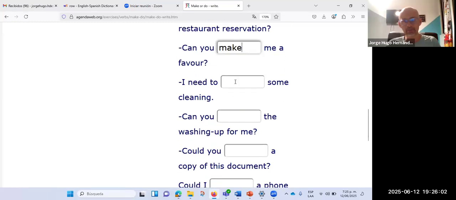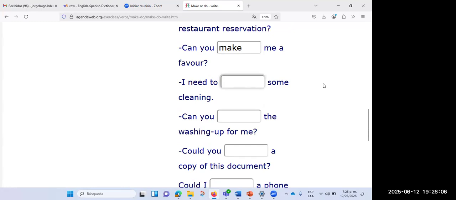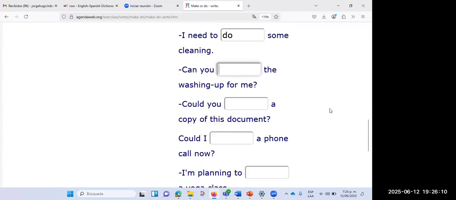Okay, Santiago again. I need to do some cleaning. Can you do the washing up for me? Could you make a copy of this document?